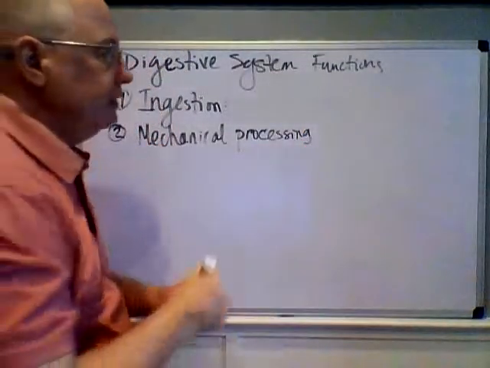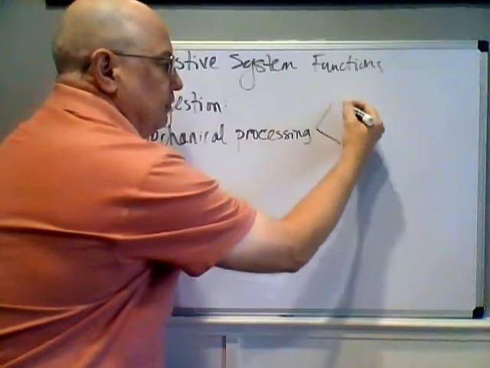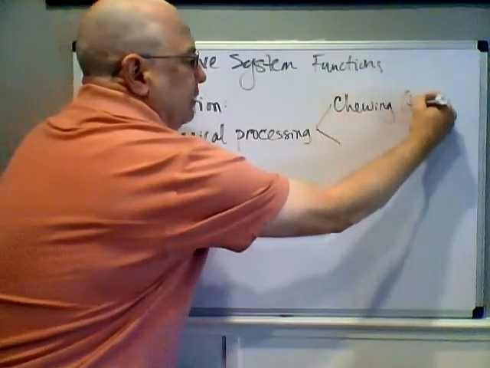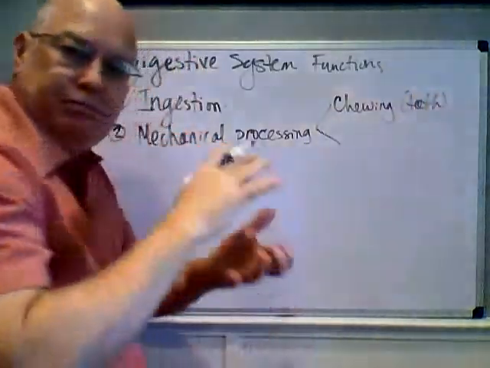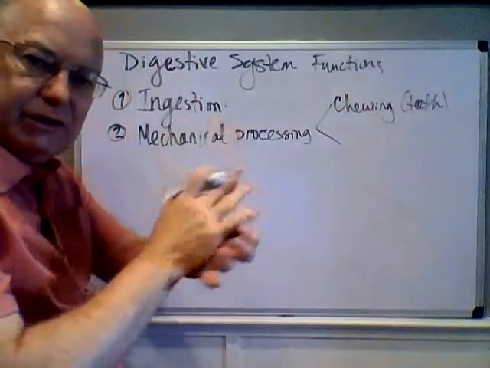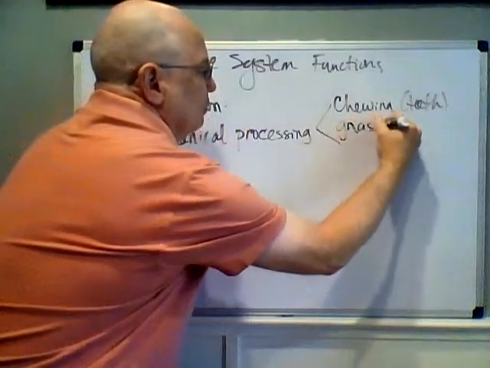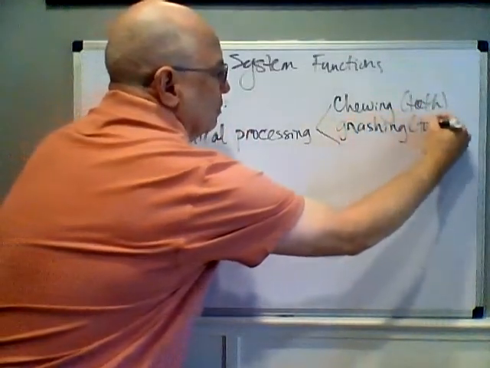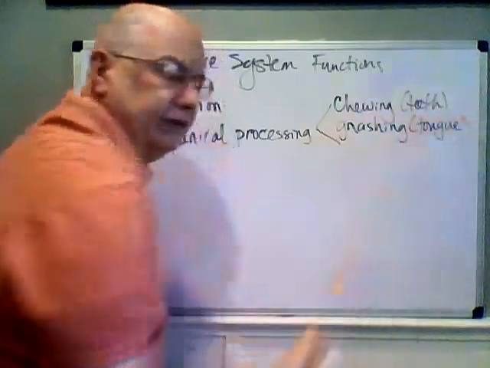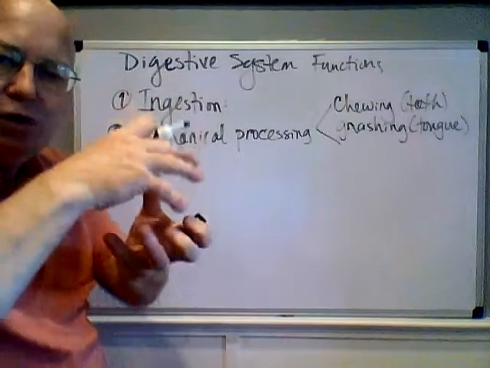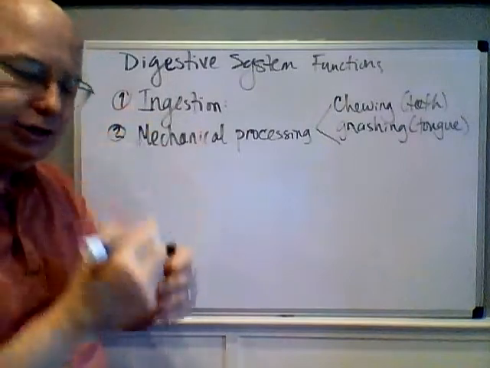So in mechanical processing, a couple of things are important. One of them is chewing with our teeth, grinding things up and breaking them up. There's gnashing with our tongue. Believe it or not, the next time you take a bite of something, as you chew, you'll notice that your tongue keeps moving around and mashing things up.